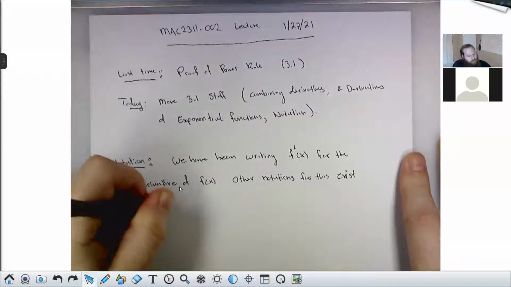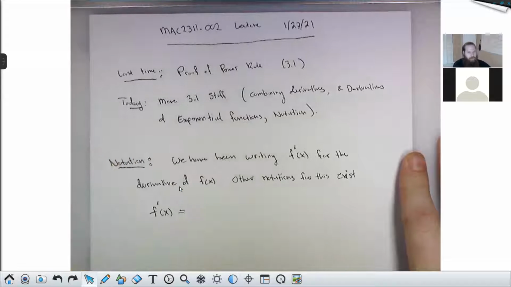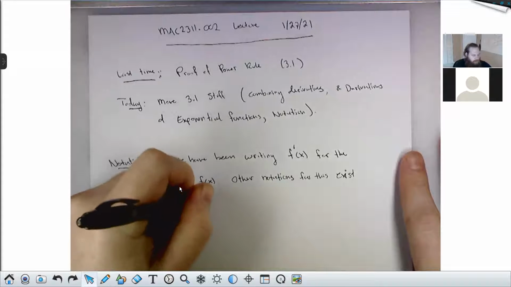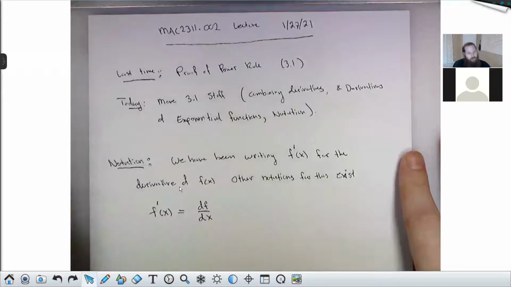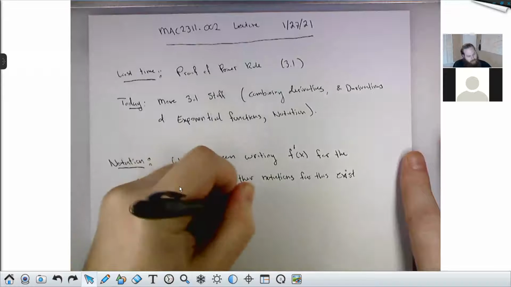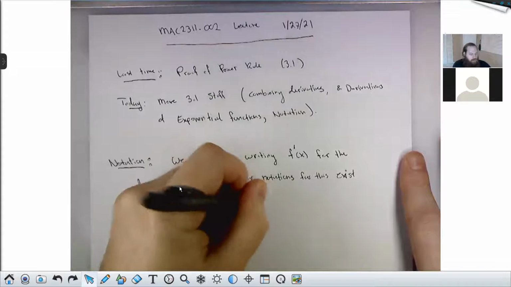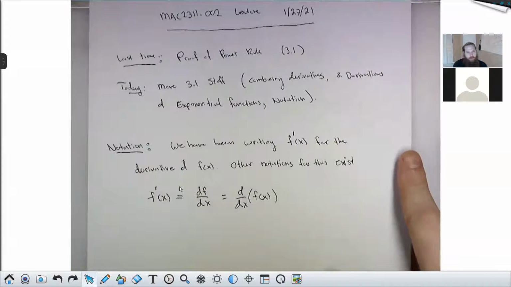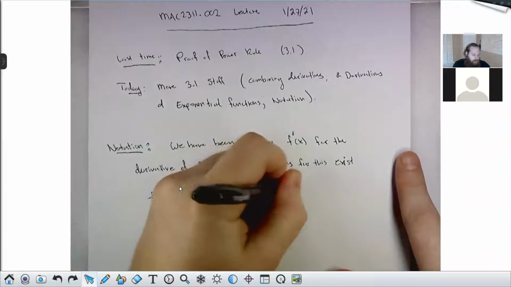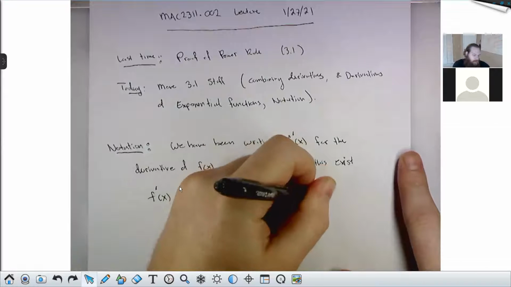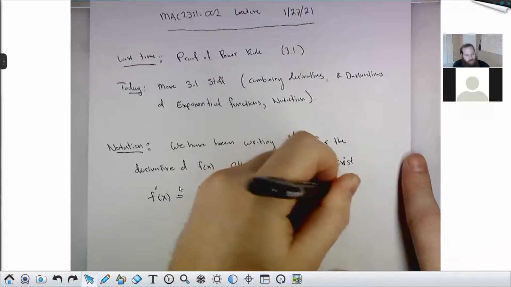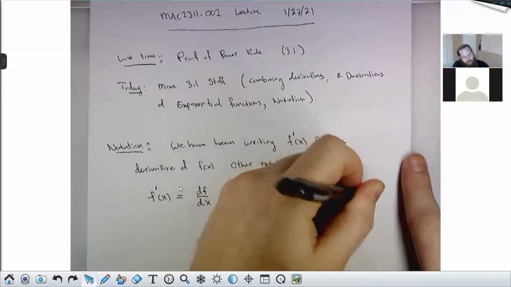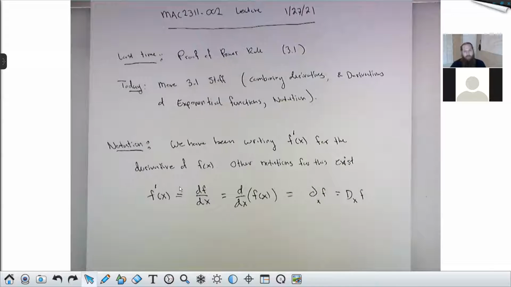So f prime of x, the derivative of the function f of x, can also be written as df/dx or d/dx of f of x, like this. And different things have different advantages. Later in Calc 3, you're going to see some pretty crazy stuff like curly dx of f. And then in differential equations, you might see something like this. All of them have different meanings. The two on the right here, you don't need to worry about at all. But these are pretty important.